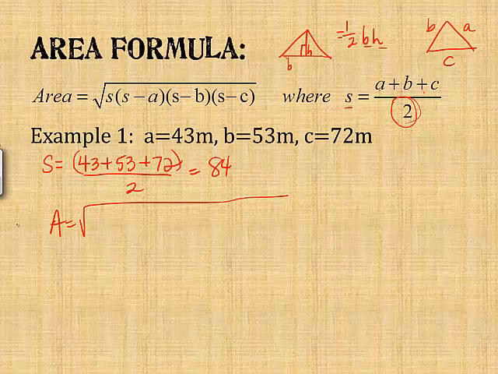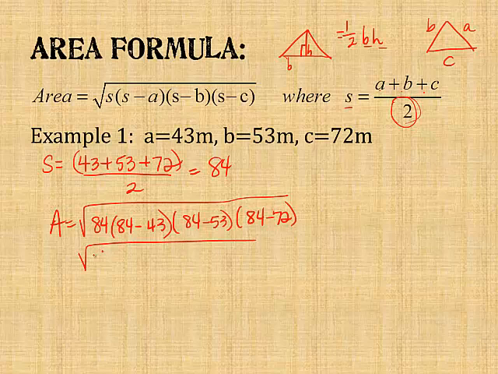All right, so to find area then, and this is the work I expect to see on your paper. I realize the calculator is going to do the thinking, but you need to be showing me this work. So the area then is the square root of 84 times 84 minus 43 times 84 minus 53 times 84 minus 72. So that gives me 84 times, what is this, 41? Times 31 times 12. So multiply that out, then take the square root.